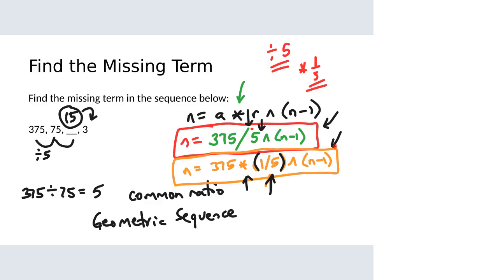Yes. We will keep it so that your common ratio here is going to be a whole number, and so you won't see anything as a decimal. Technically, if you wrote this as 375 times 0.2 raised to the n minus 1, that wouldn't be wrong, but I sure do like the fraction way better. Okay, very good.